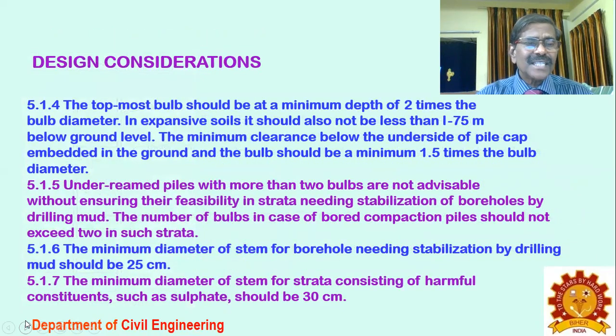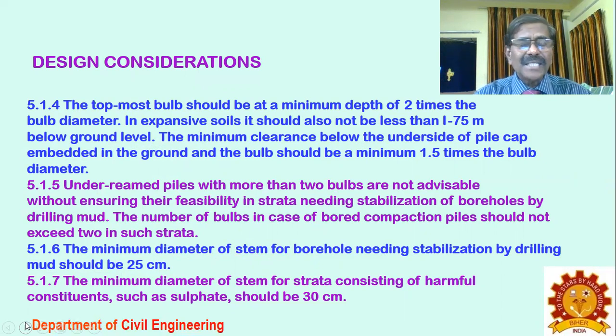As I said earlier, in the design consideration the topmost bulb should be at 2 times the bulb diameter. All those things are provided in the code of practice, so we have to straight away follow the code of practice to design the pile foundation. The minimum diameter of the stem should be 30 centimeters. The minimum diameter of the stem and the borehole leading mud should be 25 centimeters.